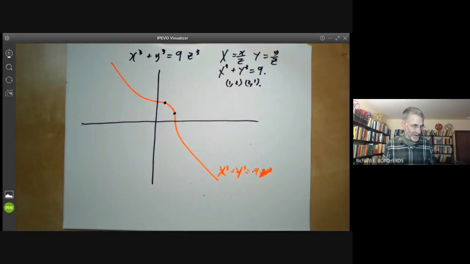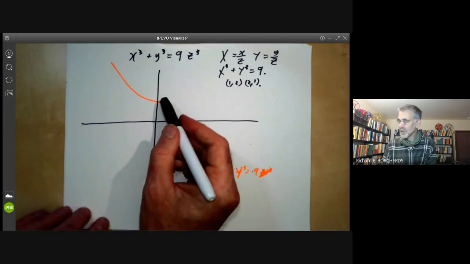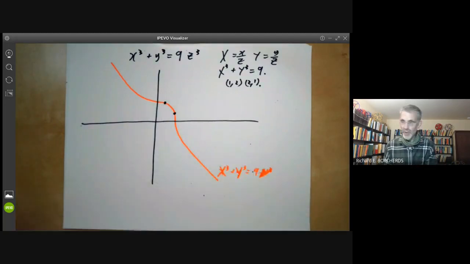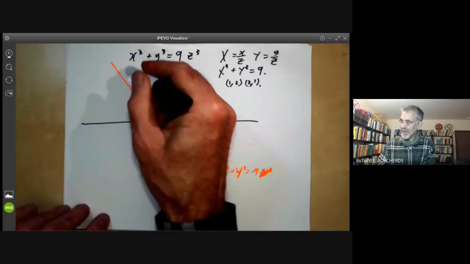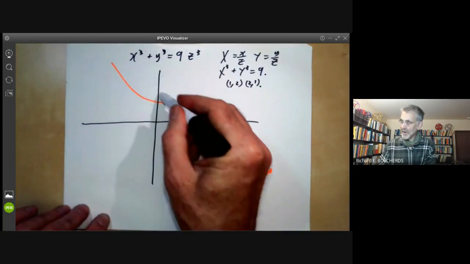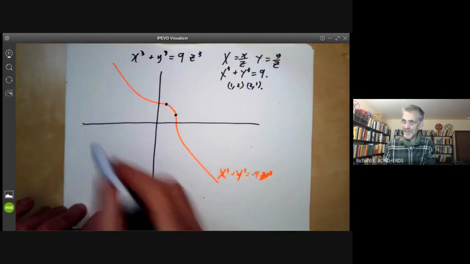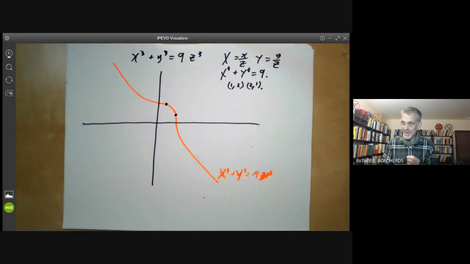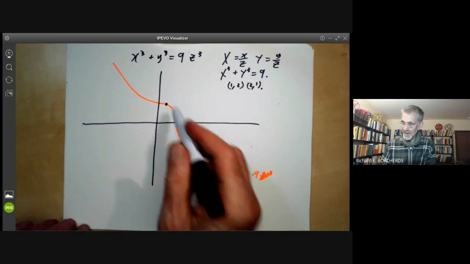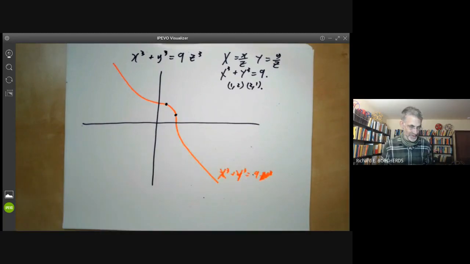And how can we find other points on this? Well, one idea is we could just draw a straight line through these two points, but that wouldn't be very interesting, because the straight line would just go like that, and it would intersect this orange curve at infinity, but it wouldn't have a third intersection point with finite coordinates. So what else can we do?